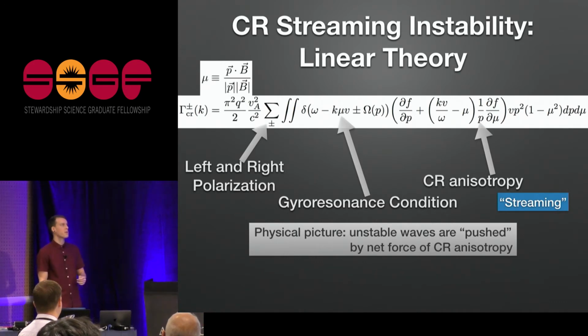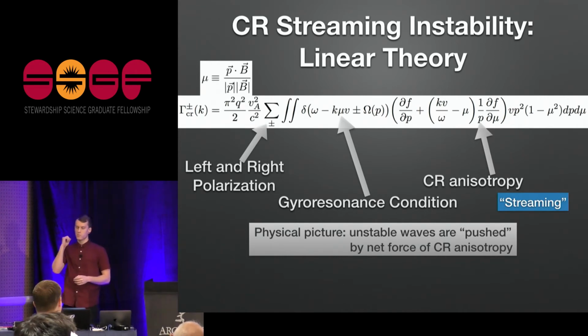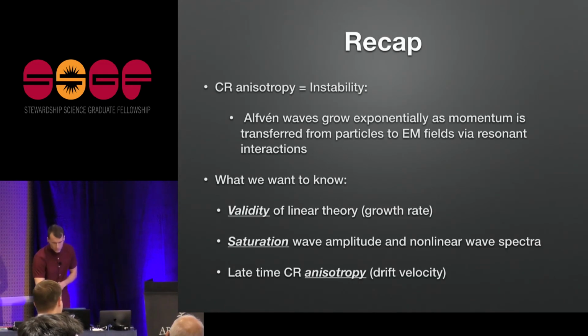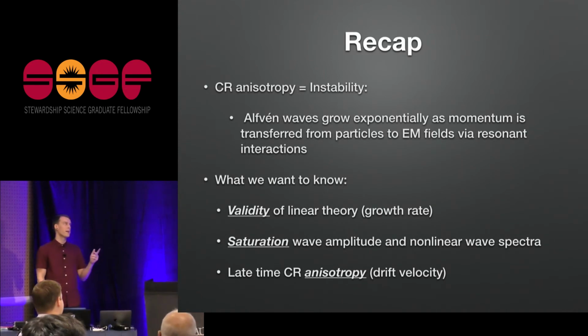And then finally, there's this term in brackets which depends on gradients in the cosmic ray distribution function, and that is essentially encoding the fact that if you have anisotropy in your cosmic ray distribution, you will be unstable. And this anisotropy is called streaming, which is giving this instability its name. But ultimately, the idea is just that if you have some bulk motion, the cosmic rays will push on the waves, and the waves will gain energy and momentum from that mechanism. So if you have cosmic ray anisotropy, you will get instability.